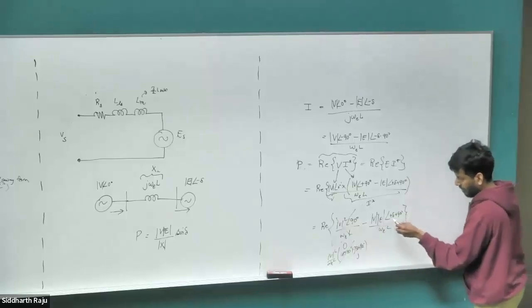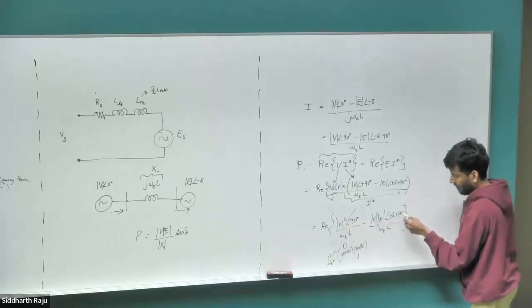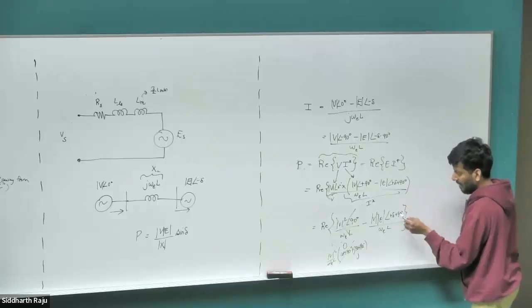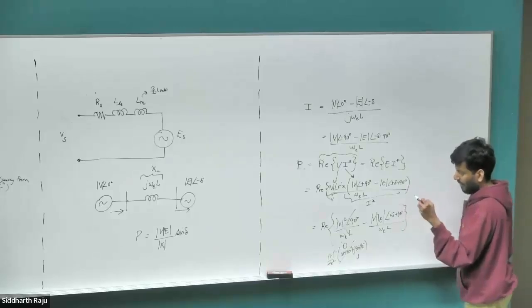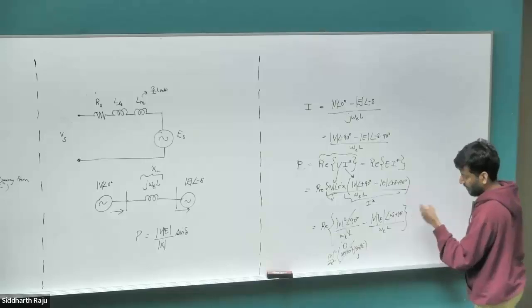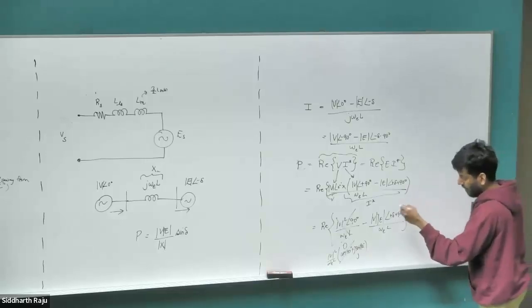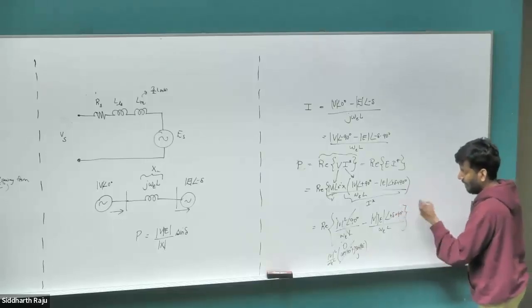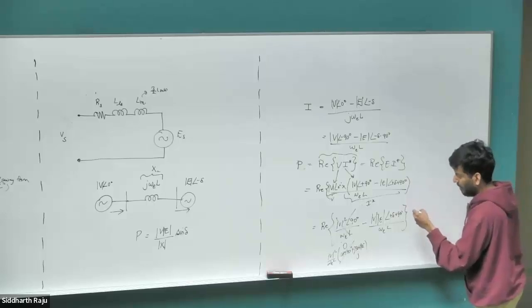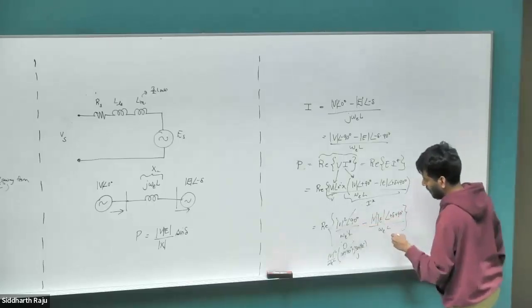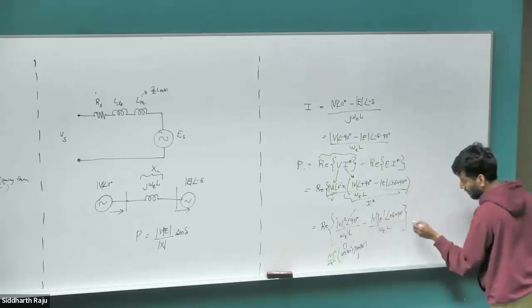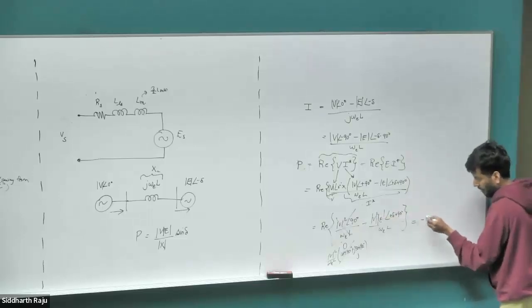You do the same thing for the other term. You will have cos of delta plus 90 degrees plus j sin of delta plus 90 degrees. The cos of delta plus 90 degrees is the only term that will survive. The j times sin of 90 degrees plus delta would not survive, because you're only interested in the real component. And there is a negative sign there as well, so let's pull that negative sign out.